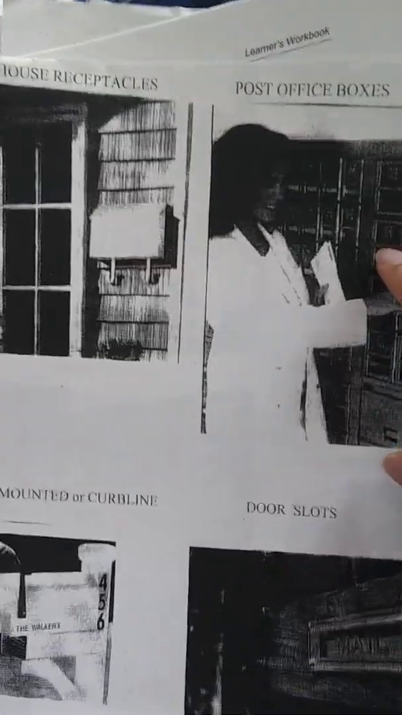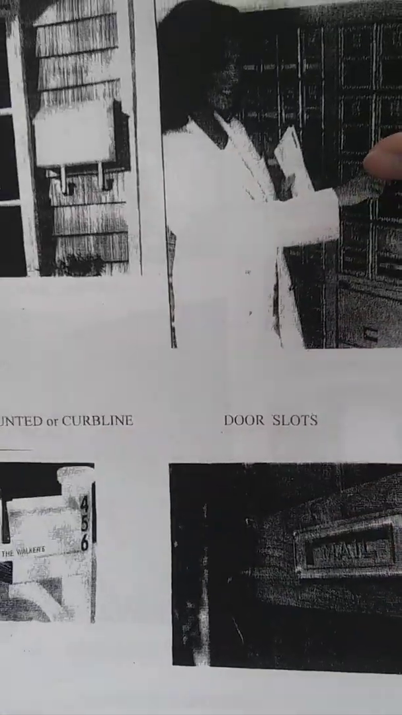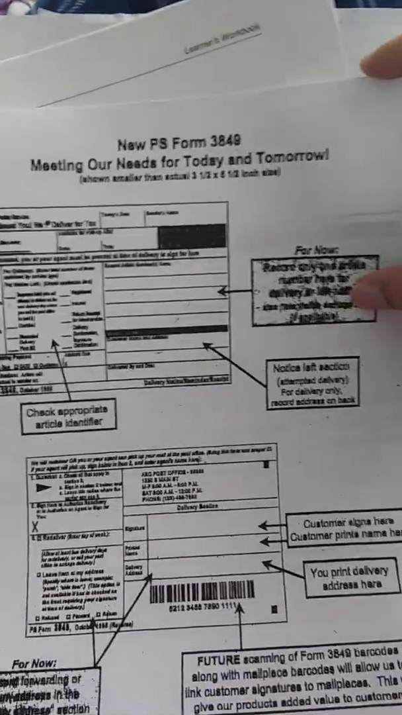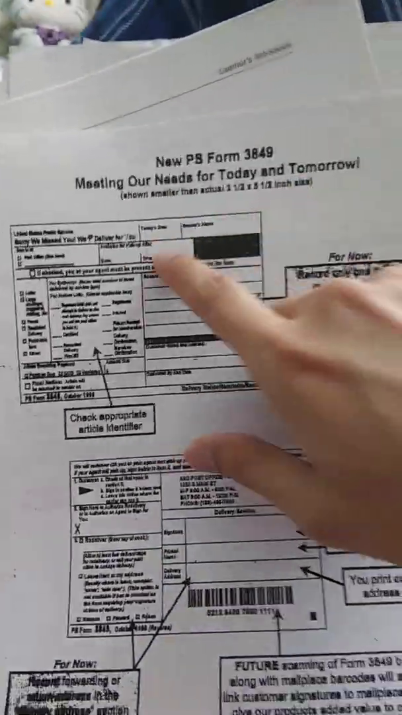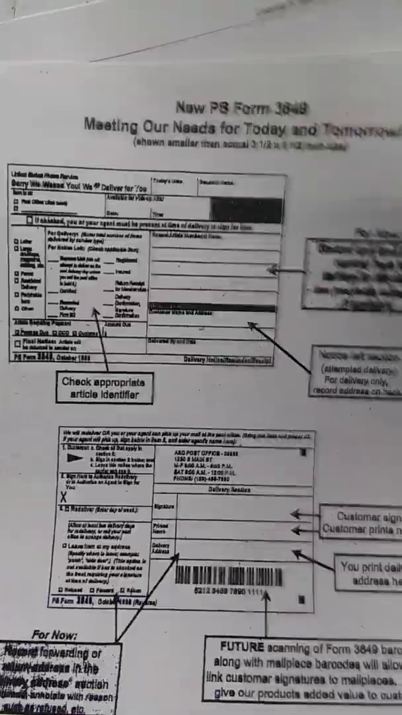There are different types of mail. The post office box you can have in the house, or mounted, curb line, door slots. Also, ways to drop off mail: vertical mailbox, parcel. So, a few examples. This is an example of a PS Form 3849. Our needs for today, tomorrow. So you fill out the information.